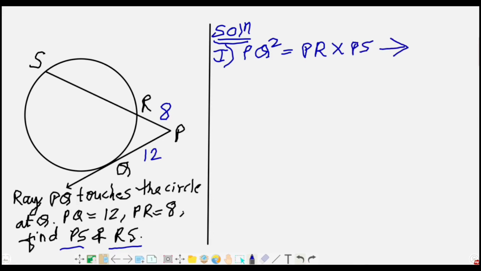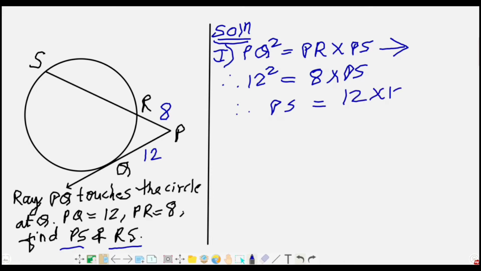Previously I discussed, you can write the reason, either theorem of intersecting tangent and secant or property of intersecting tangent and secant. Now substitute the values. It's 12 square equals 8 into PS. So your PS will be 12 into 12 divided by 8. 4 twos are 4, 3 ones are 2, 1 twos are 2, 6 threes are. So your PS is 18. So you got your one distance.